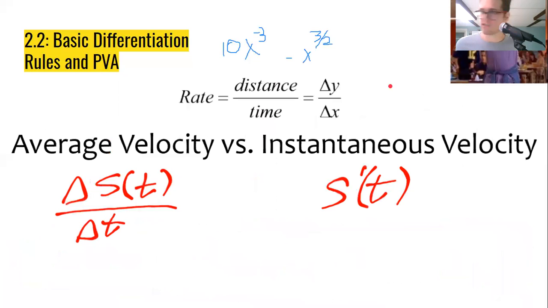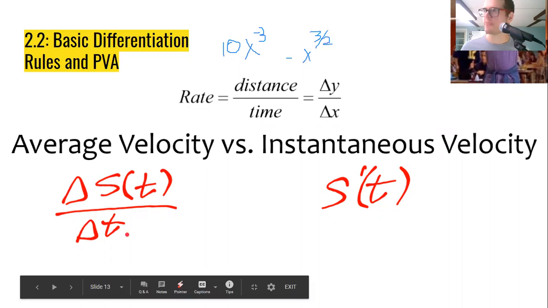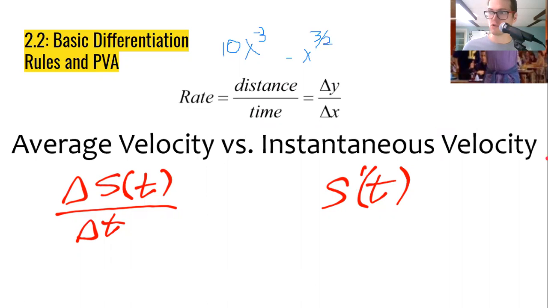The last thing I need to mention, just real quick, rate is distance over time. A lot of the time that's delta y over delta x. Average velocity is just the change in position over change in time. Instantaneous velocity is the derivative of position. Boom, that should do it.